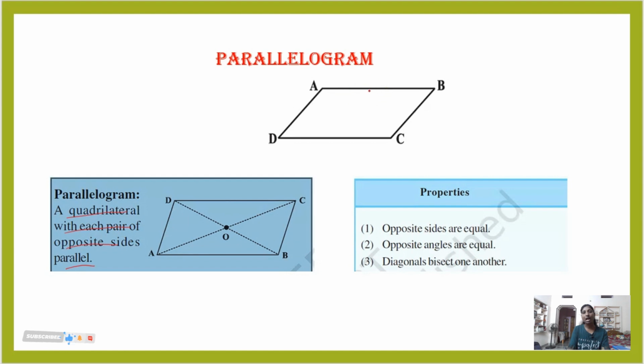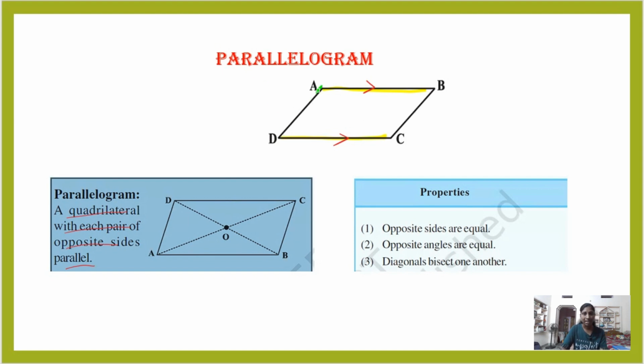So here what are the opposite sides? Here AB and DC are opposite sides. AB and DC are parallel. What are parallel lines? Two lines are said to be parallel if they never meet each other. So here AB and DC never meet each other, so these are parallel. Opposite sides are parallel. And one more pair of opposite sides.